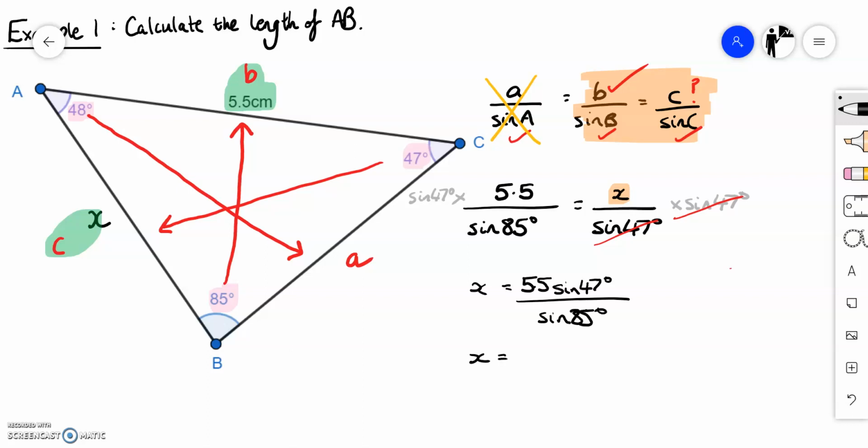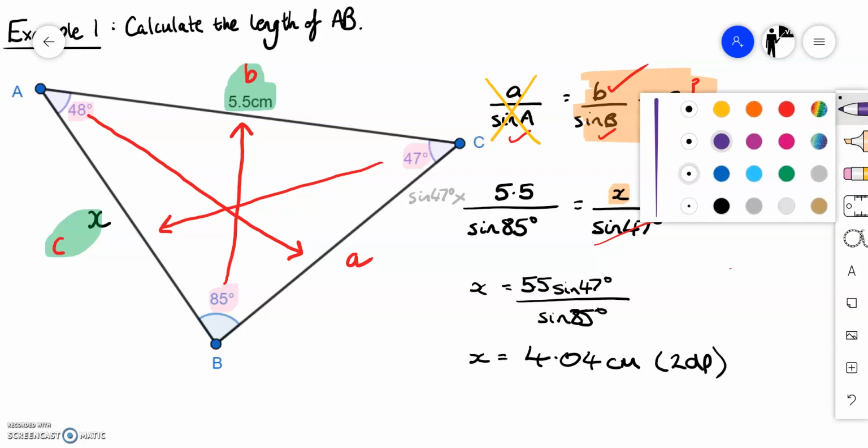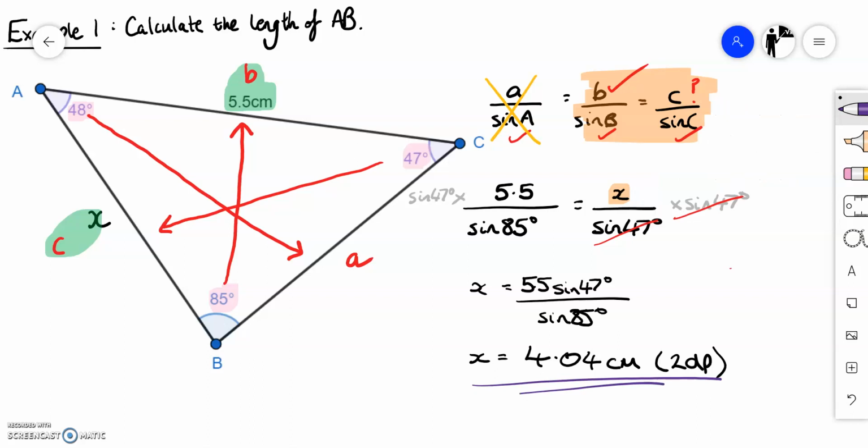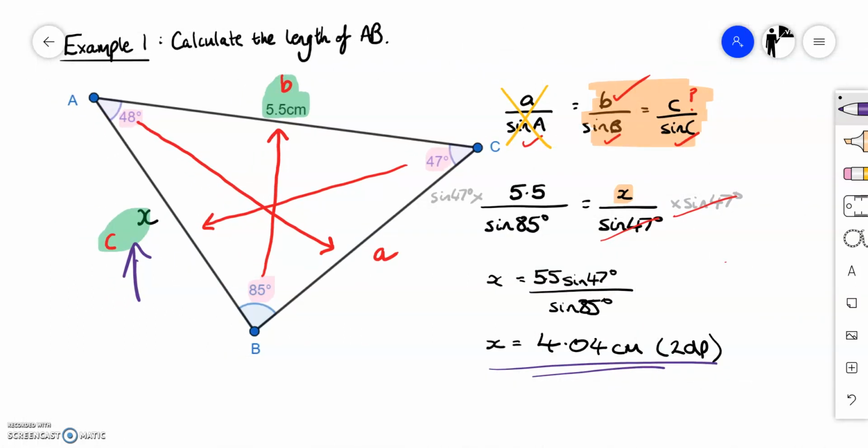And typing this into a calculator, 5.5 sine 47, close the bracket, over sine of 85, close the bracket. When we do that, we get 4.04 to 2 decimal places. Okay, so let's have a look here. So this side here has length 4.04, and that is indeed smaller than the 5.5 that we were expecting. That was example 1.